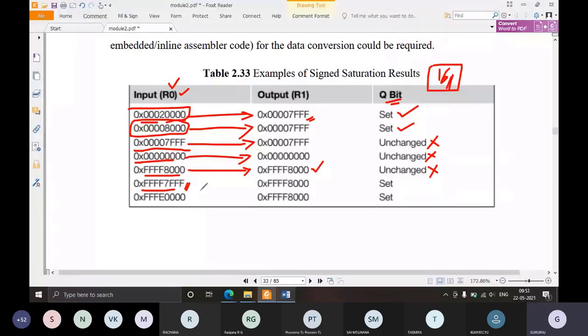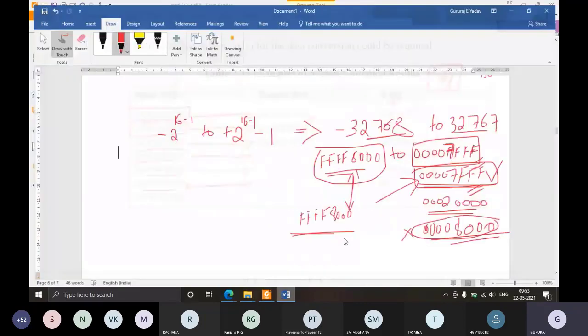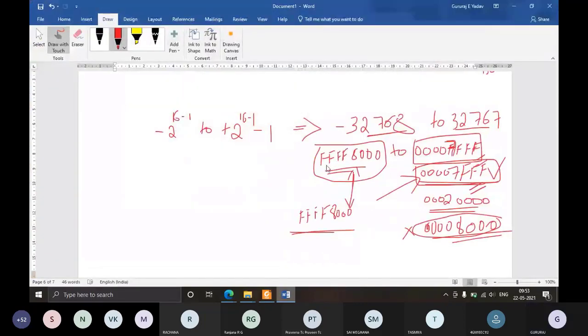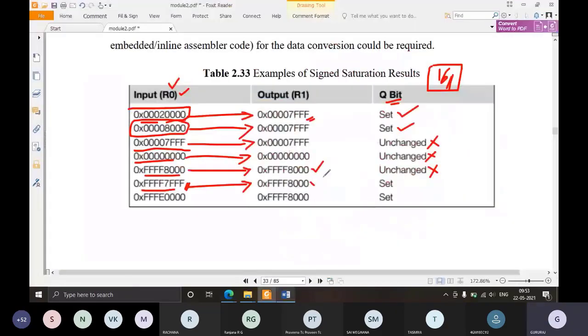Saturation will take place means this negative value, which is beyond minus 8000, will be saturated to the maximum negative value that we can represent. The maximum negative value that we can represent is FFFF followed by 8000. So that is what it is rounded off to. And since rounding off is taking place here, the sticky saturation bit Q will be set.